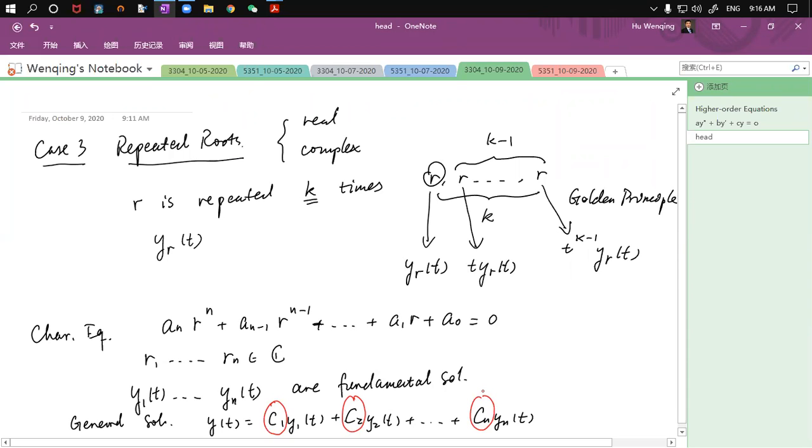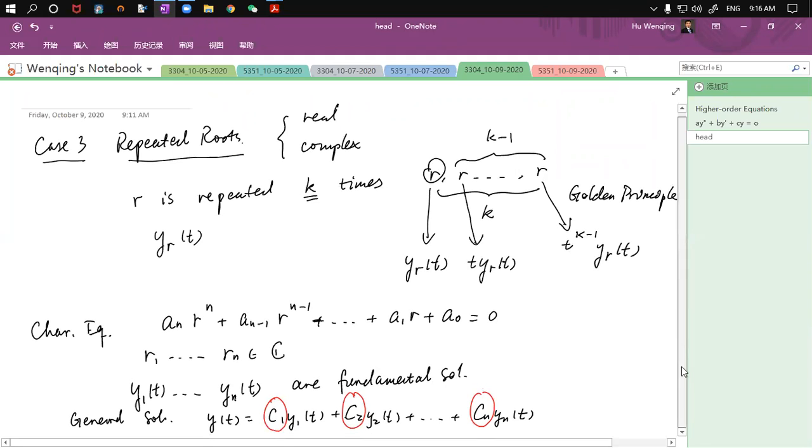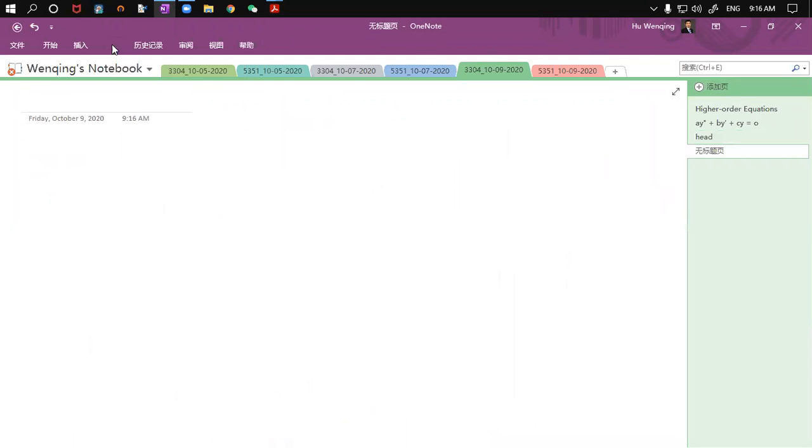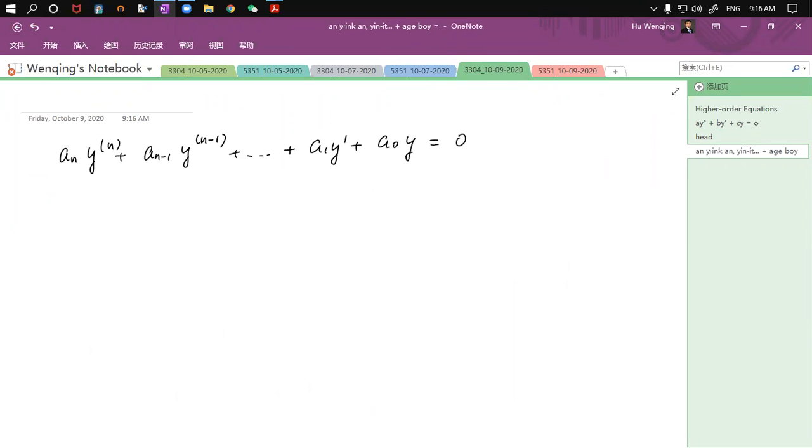And in general, what kind of initial conditions should you have? Well, you should have an initial condition. If your equation is the nth derivative of y plus a_{n-1} times the (n-1)th derivative plus dot dot dot plus a1 y prime plus a0 y is equal to 0, what kind of initial conditions should you have? Well, y of 0 is equal to y0, and y prime of 0 is equal to y0 prime, and so on. In the end, you have the (n-1)th derivative at 0 equal to y0 to the (n-1).